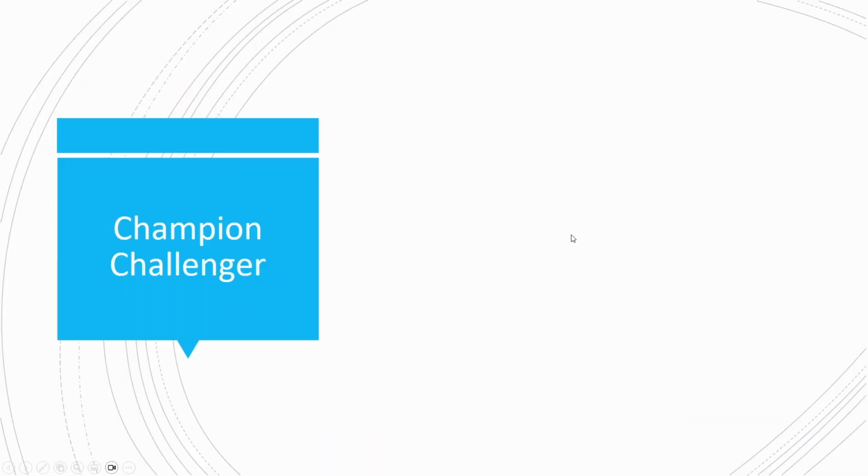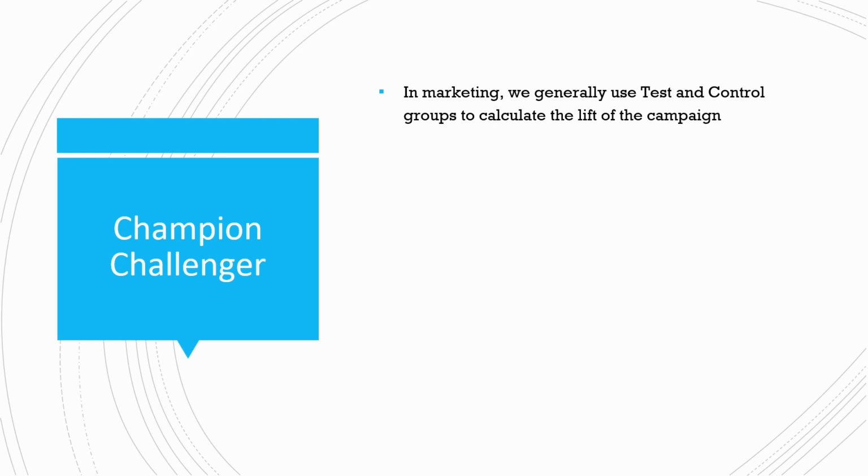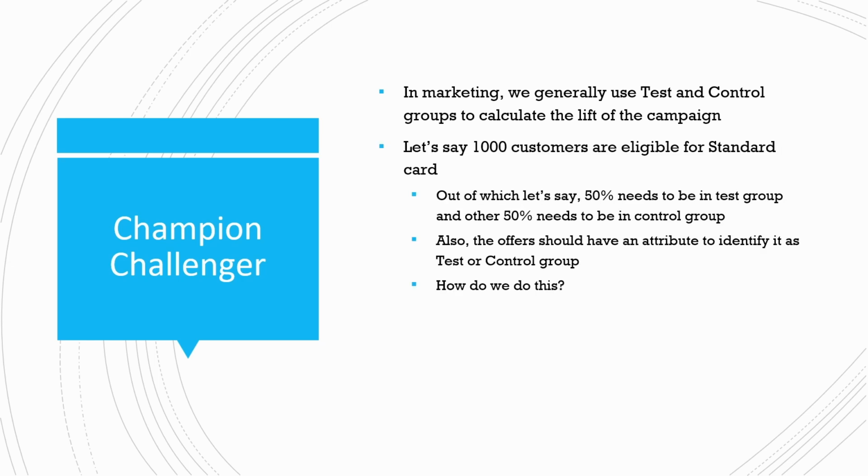Now, what is a champion challenger component? Let us understand. In marketing, we generally use test and control groups to calculate the lift of a particular campaign or NBA. So let's say we have 1,000 customers eligible for a standard card, out of which 50% need to be in the test group and the other 50% in the control group. And the offer should also have an attribute to identify it as a test or control group.